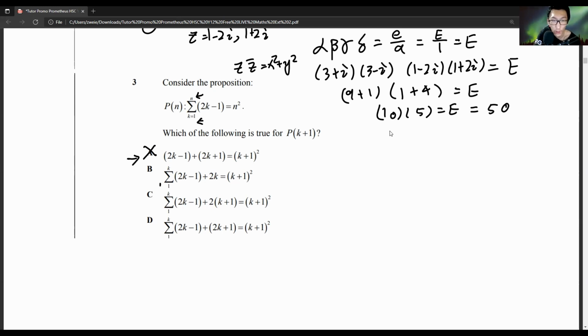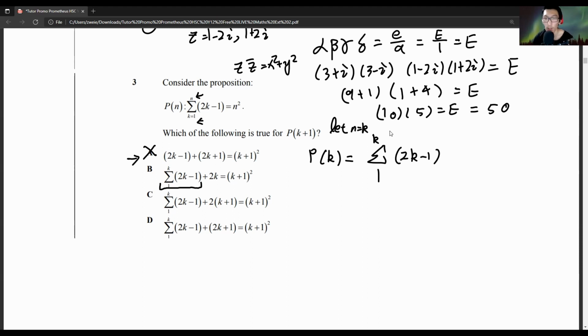What we see is they all have the sum from k equals 1 up to k. This means that when we have P(k), we have the sum with n equals k, starting with 1, of 2k minus 1. That's our proposition, and by saying let n equals k, this is what we get. And now let's look at the things next.